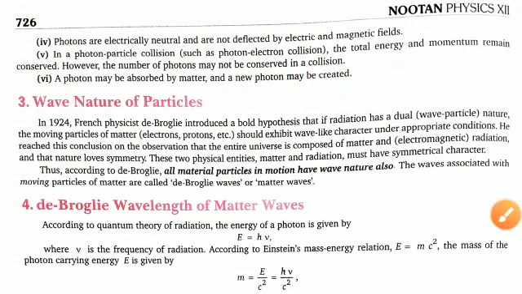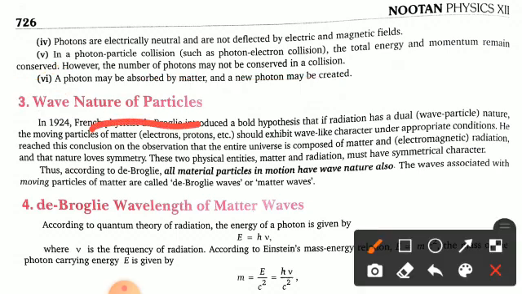In 1924, physicist de Broglie introduced a bold hypothesis: if radiation has a dual, wave-particle nature, then moving particles of matter, such as electrons and protons, should exhibit wave-like characteristics under appropriate conditions. He reached this conclusion on the observation that the entire universe is composed of matter and electromagnetic radiation, and that nature loves symmetry. So these two physical entities, matter and radiation, must have symmetrical characters.